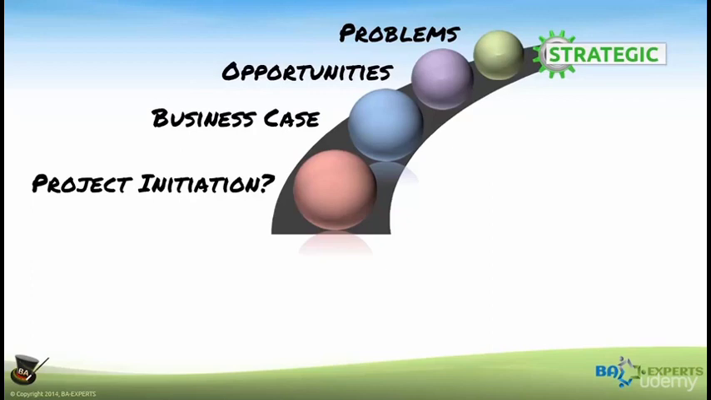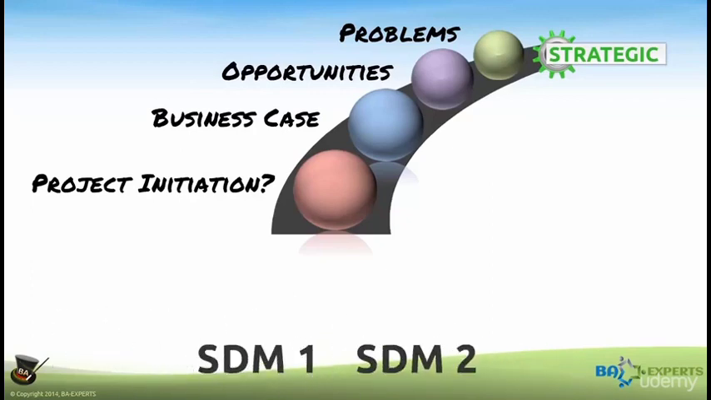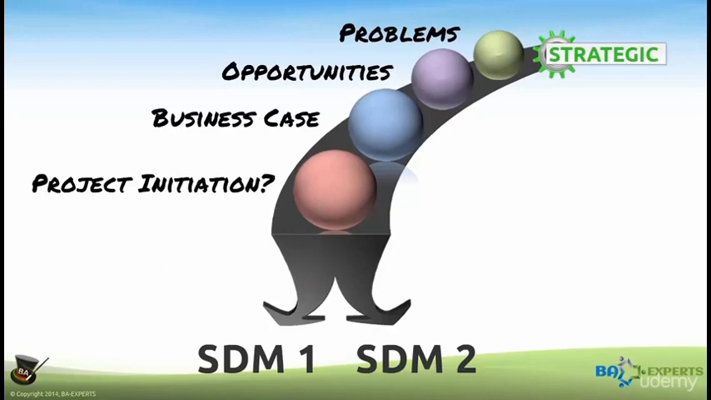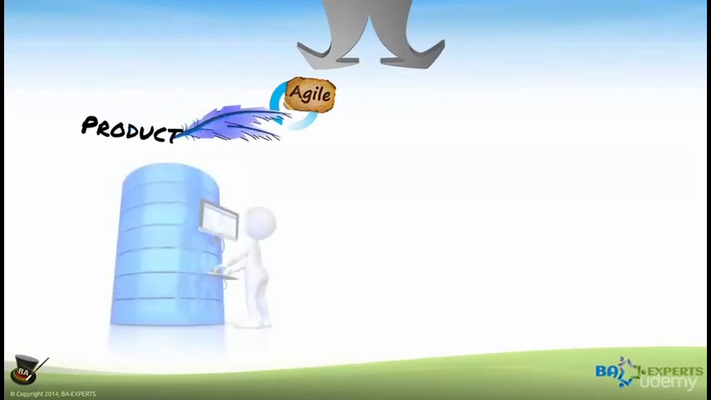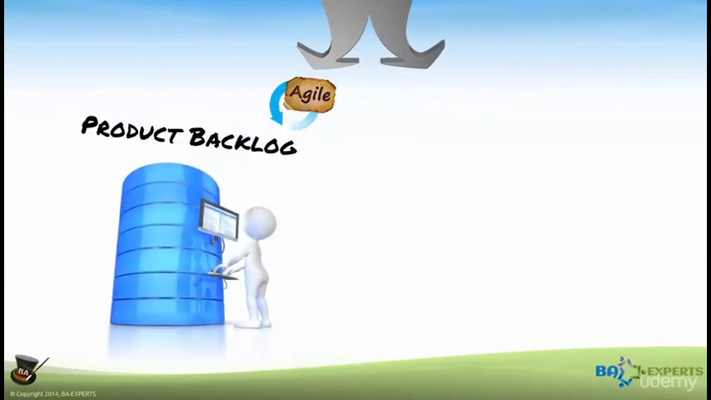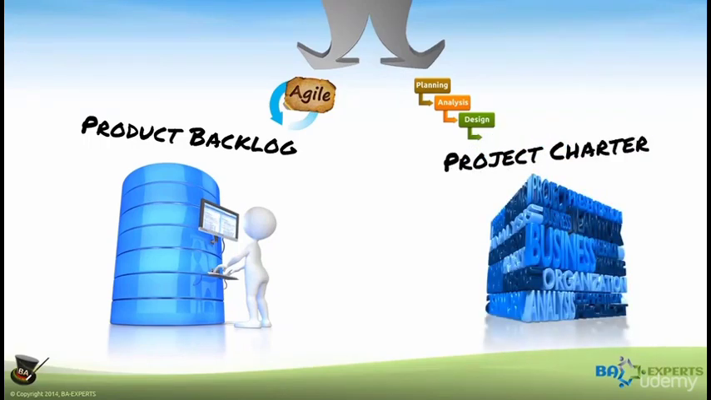The primary impact your organizational SDM will have at this level is in how you express the outcomes. In Agile, the results will form the seed for a product backlog as a cornerstone of Agile software development. For traditional methodologies, the results will be project charters and scope documents.